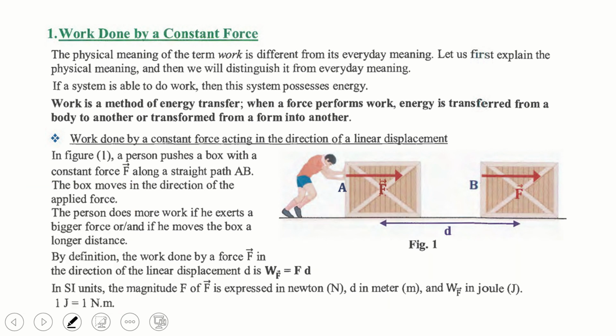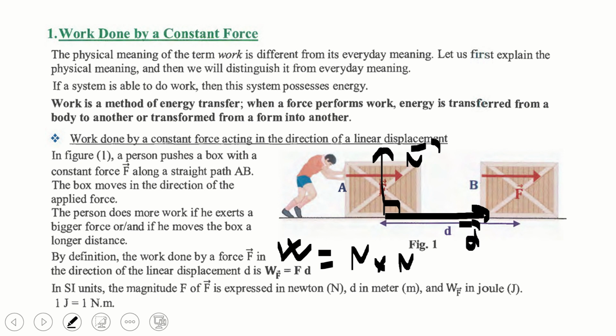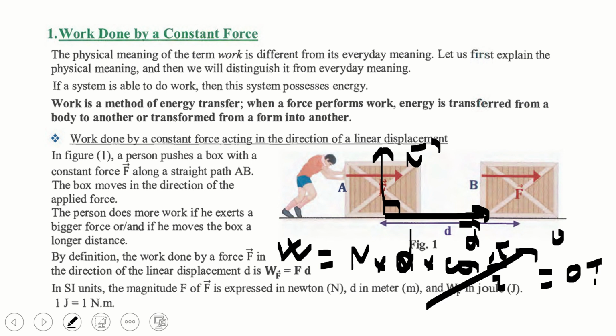Now, the reaction of the support N is perpendicular to the displacement d. So the work done by N equals N times d times cosine pi over 2. Cosine pi over 2 equals 0. So the work done by the reaction of the support is 0 joules. It cannot exert any work.